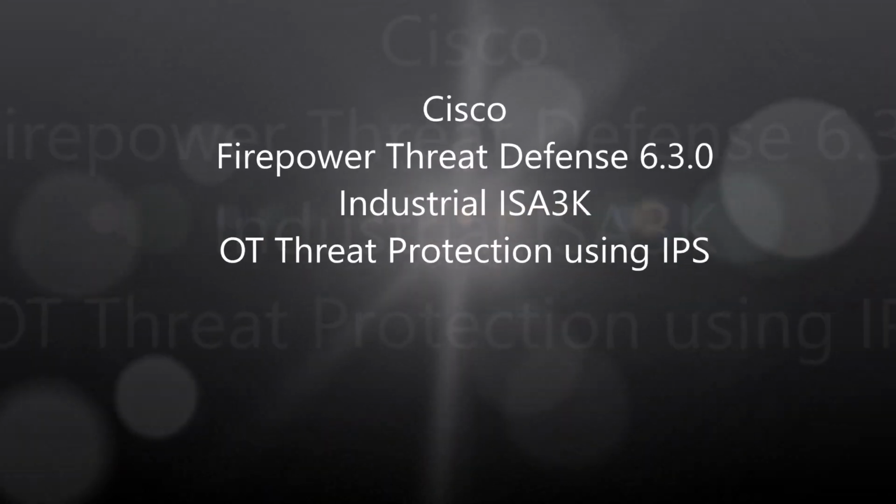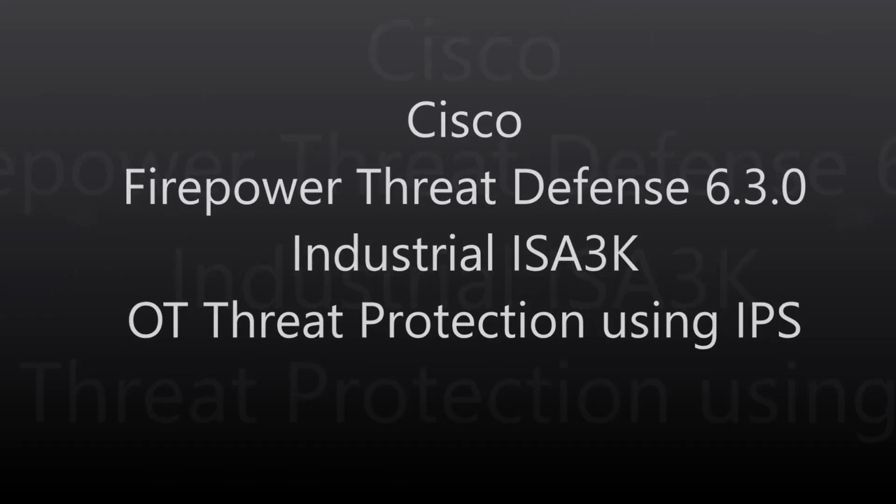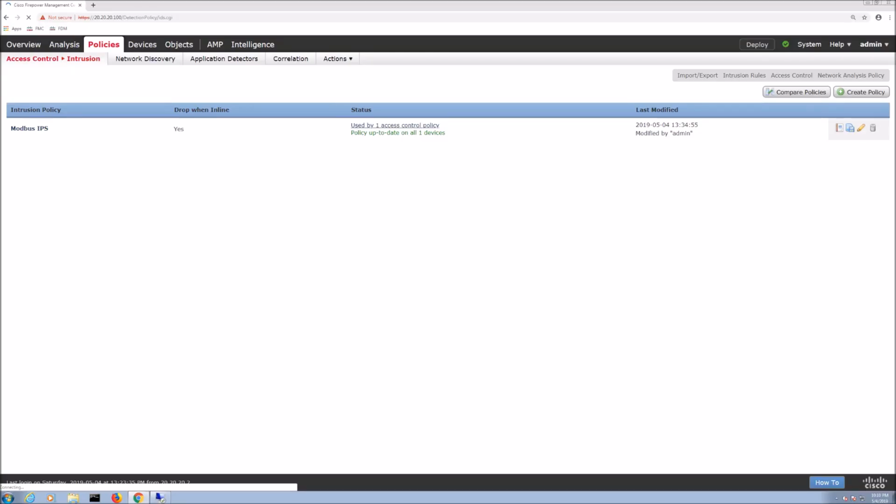Cisco Firepower Threat Defense 630 Industrial ISA3K. We're going to look at built-in OT, or operational technology, signatures that Firepower has.